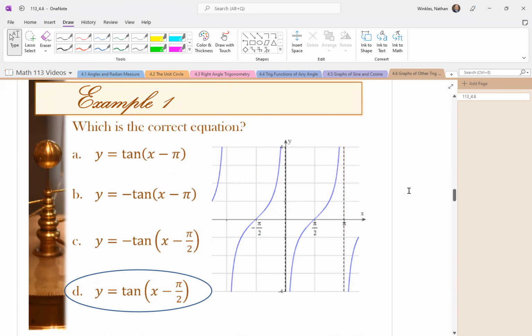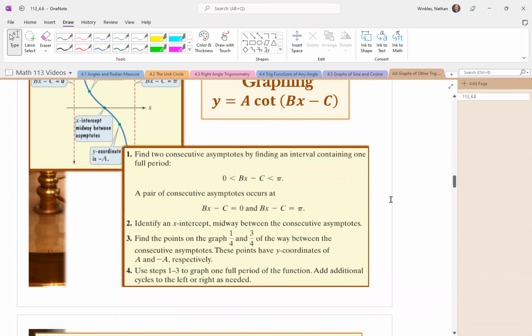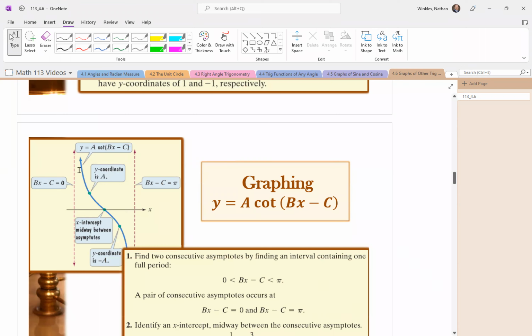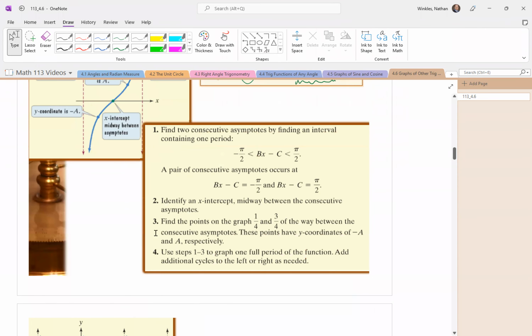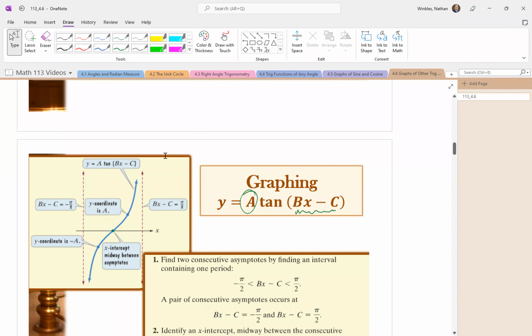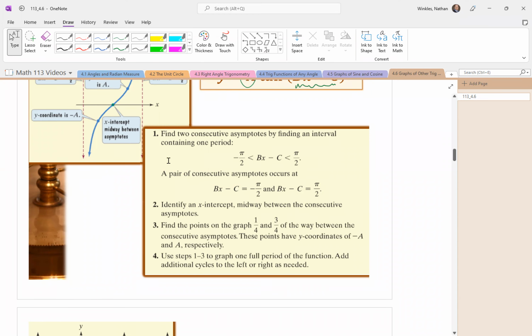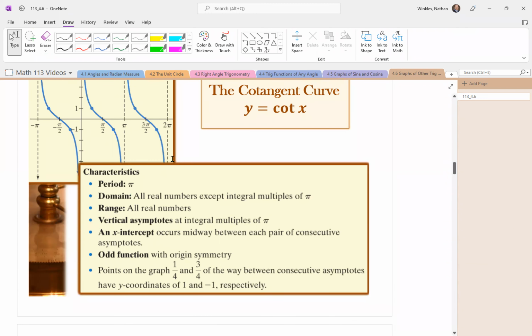So if we are looking at this function right here, if we go back up real quick and look at just the graph, this cotangent's normal graph looks like this, going down left to right like a cubic function, versus tangent, which goes up like a positive cubic function. Note that tangent is between negative pi over 2 and pi over 2 unless there was a shift, and cotangent is between 0 and pi.